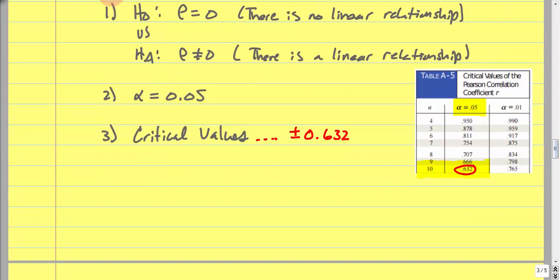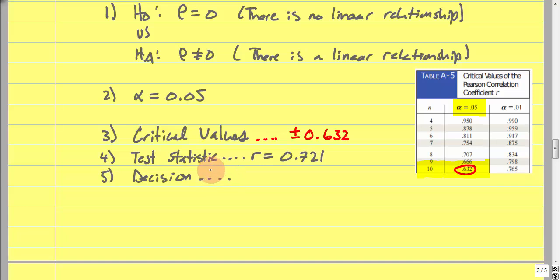Okay, next we'll calculate our test statistic, and that was actually given to us already in the problem. Up above it was given as 0.721, and then we're going to make a decision. Now remember, to make a decision we look at the absolute value of r. So the absolute value of 0.721 is greater than our critical value, 0.632. Okay, and because it's greater than the critical value, this would imply that we fail to reject H0.